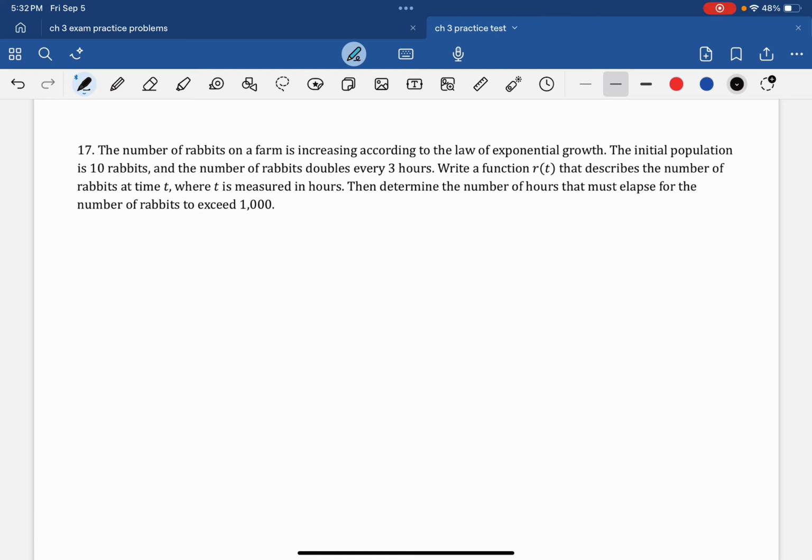Okay, last question before the last page is a word problem. I'm not going to read it, but I'm going to use my exponential growth function, r of t equals my initial value times my exponential factor to the power of little t over big T, my period of growth.